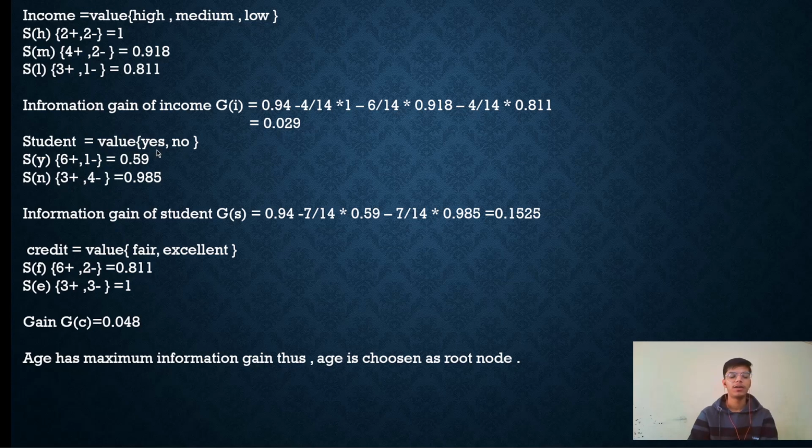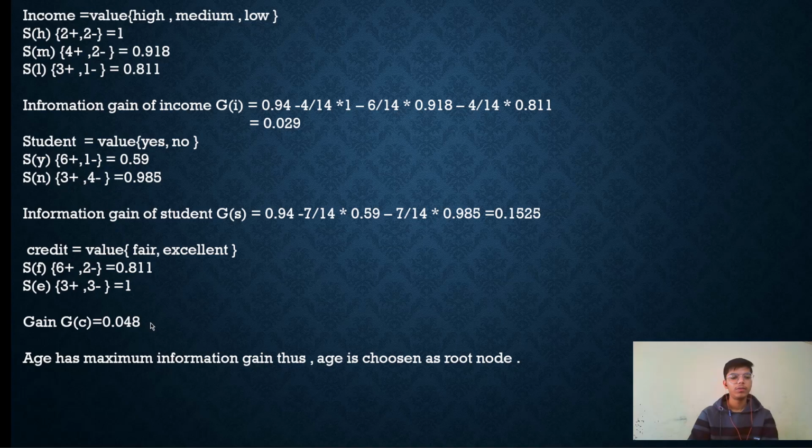Now for student, there are two values, whether you are a student, yes, or not, no. Their respective entropies are 0.59 for yes, and for no it is 0.985. Now the information gain will be 0.1525. And similarly, for credit rating, the values are fair or excellent, and their respective entropy for fair is 0.811, and for excellent is 1. So their information gain is 0.048.